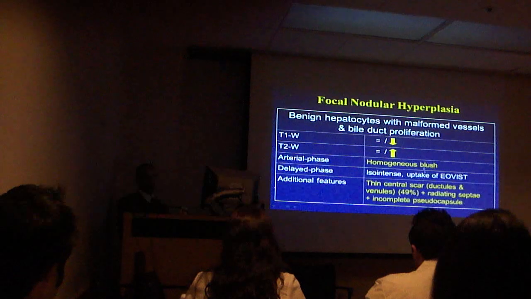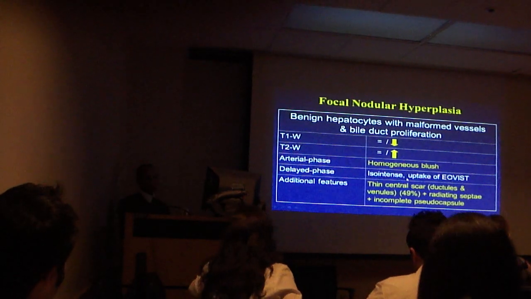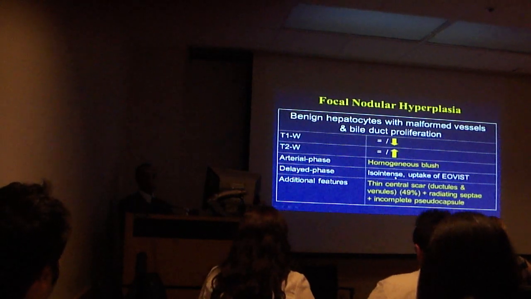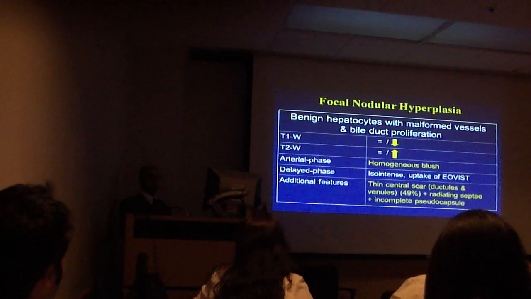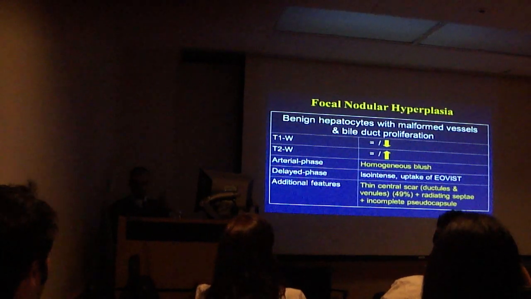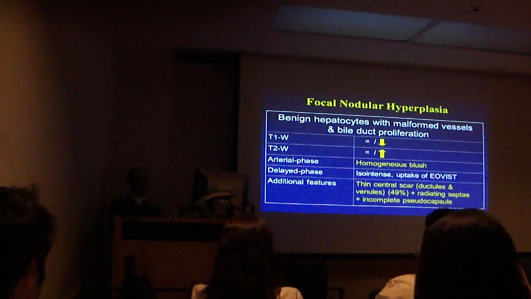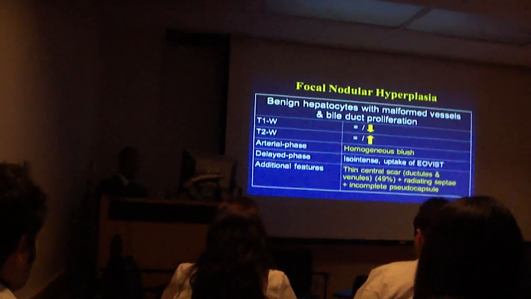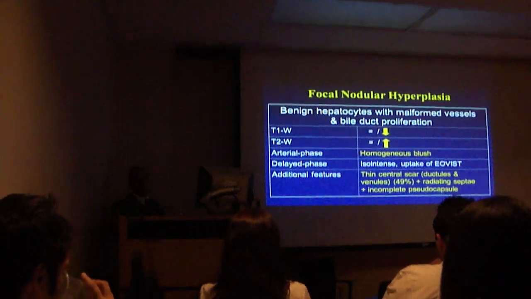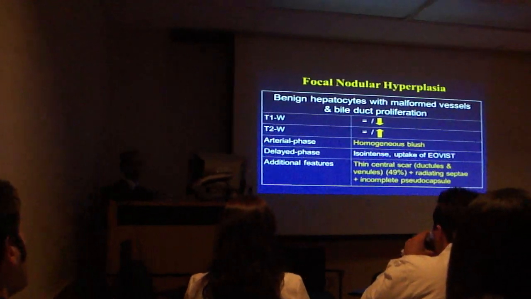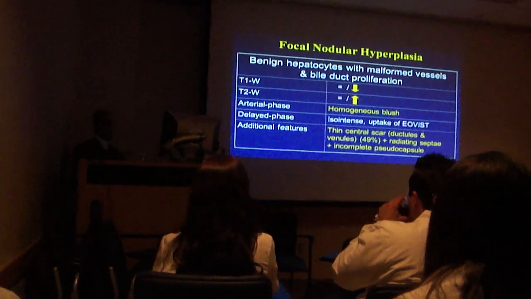Arterial phase, as I said, homogeneous blush. Delayed phase becomes iso-intense, which means it does not demonstrate washout, and it takes up Eovist. If you want to confirm that it is definitely an FNH and not an adenoma, or not some other scar-containing lesion, you can give Eovist.